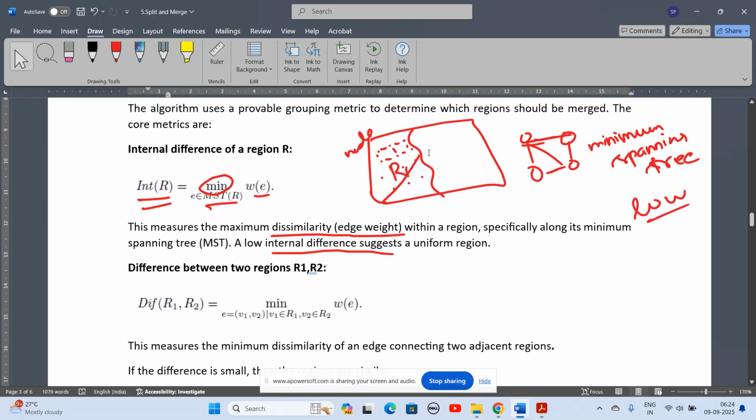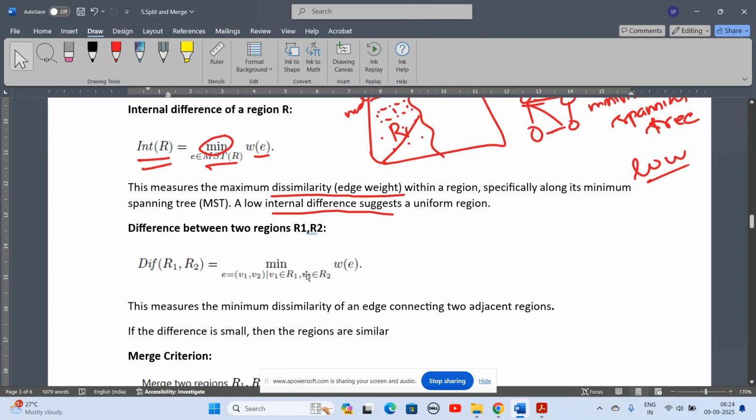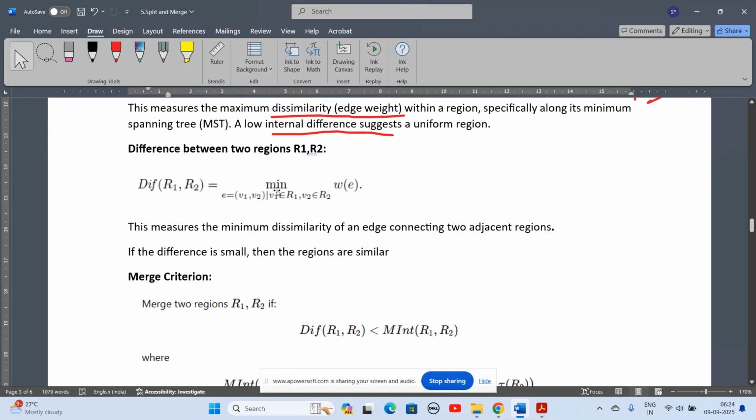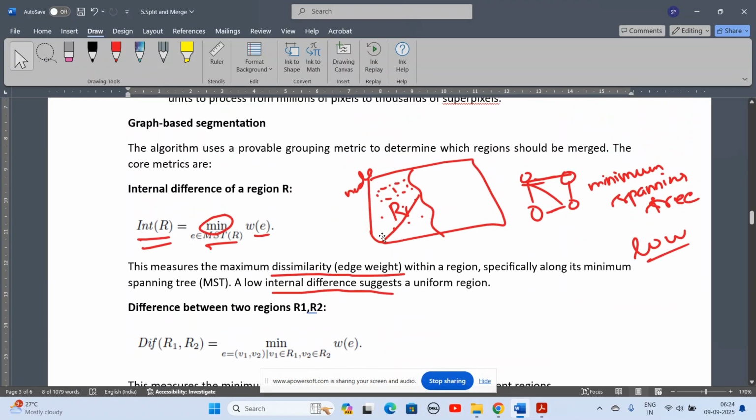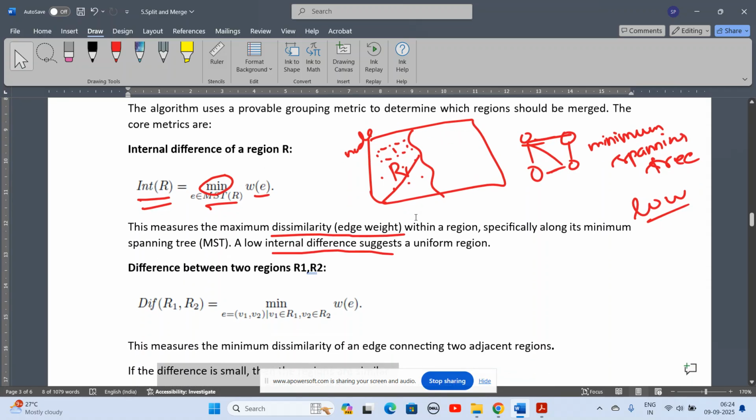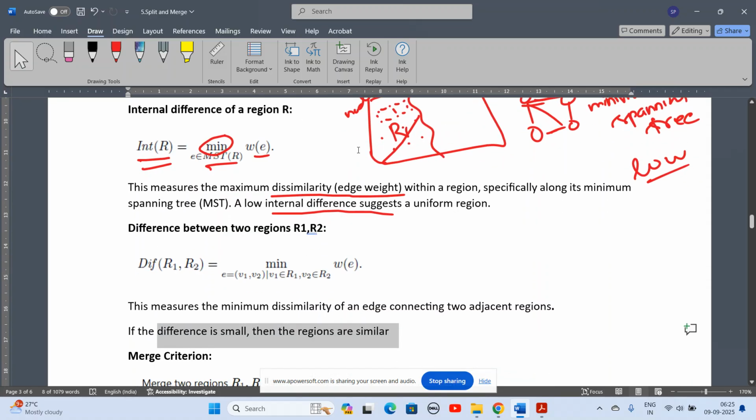Then the difference between two regions. Now we have looked only into one region. Similarly, I have to take region 1 as well as region 2. I can find the minimum spanning tree internal R1, and here also I'll find the minimum spanning tree, and I'll find the internal difference for R2. I'll take both the differences. So here I'm going to take the minimum of both R1 as well as R2 based on the edge weights. If the difference is small, then the regions are similar. If the difference is not small, then the regions are different. So if the regions are similar, I can merge them.